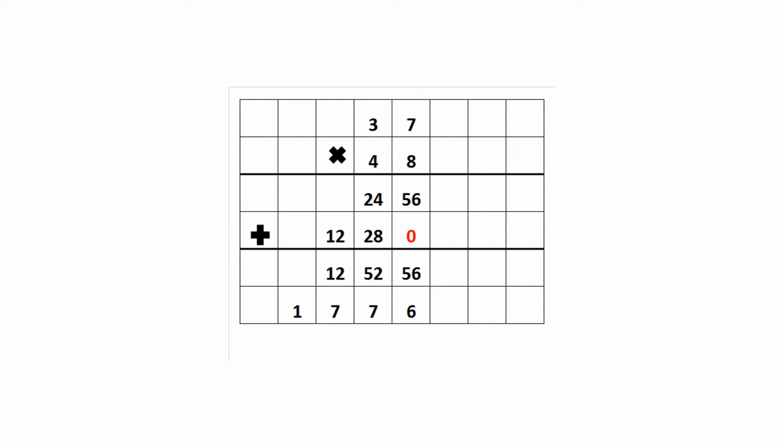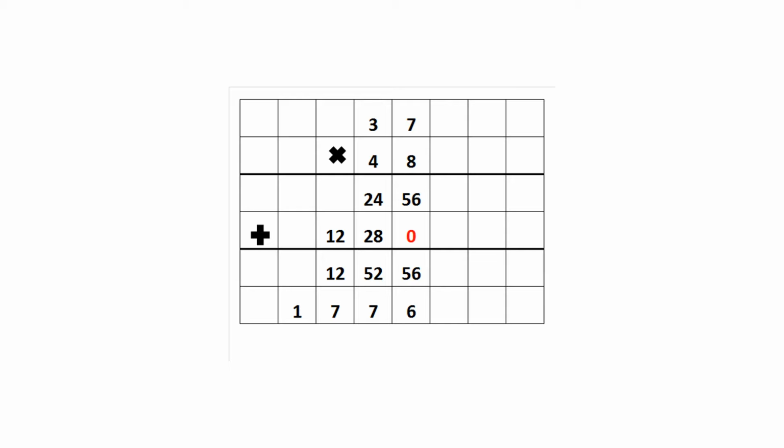Now, a 2-digit number times a 2-digit number, 37 times 48. We'll do 8 times the 3 and the 7. 8 times 7, 56. 8 times 3, 24. We slide over to the 4. It's really 40, so you see a red 0. 4 times 7, 28. 4 times 3, 12.